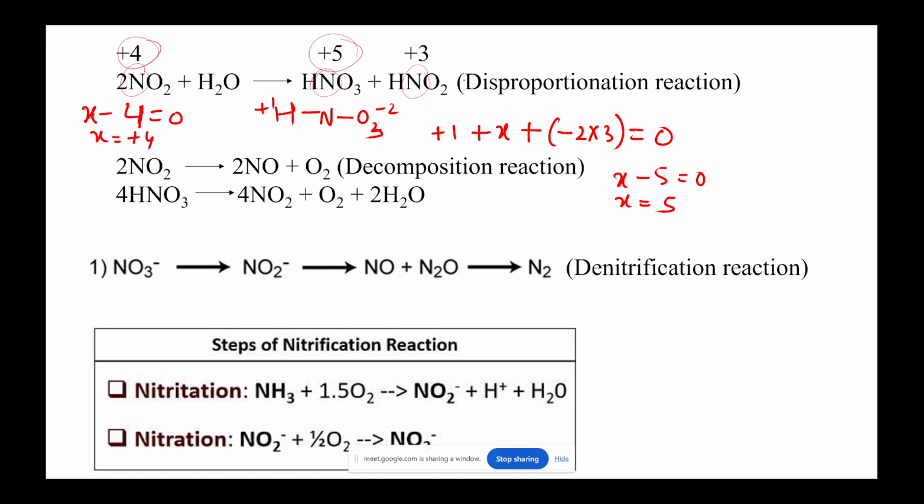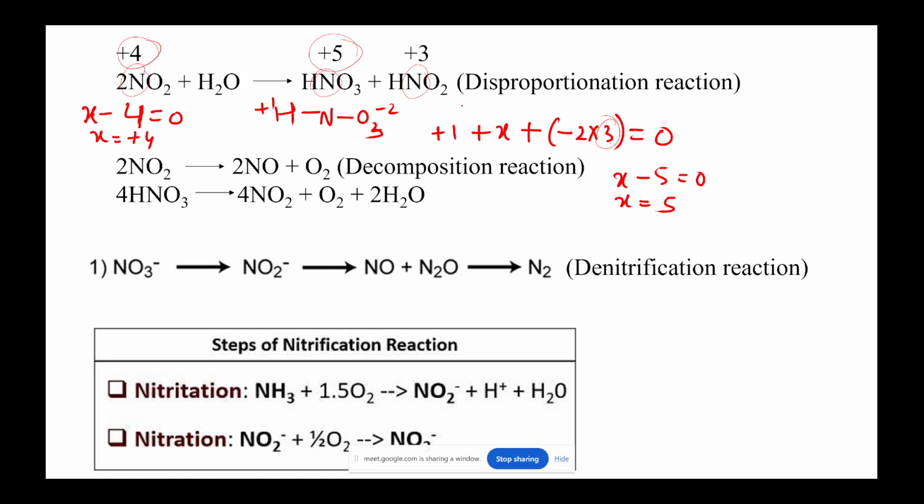And now we'll look at the nitrogen in nitrous acid, that is HNO2. So HNO2, that means this 3 will become 2, so this will be -4 plus 1, which is -3. So X - 3 is equal to 0, so X is equal to +3. So the nitrogen in nitrous acid is +3.